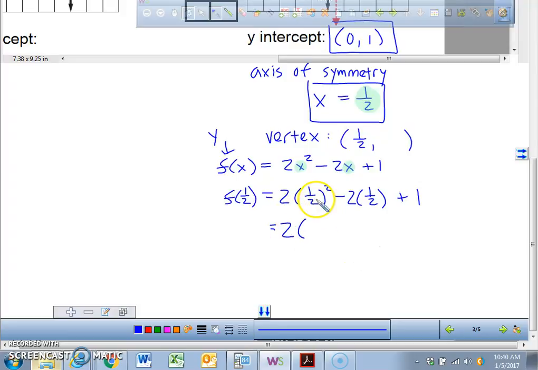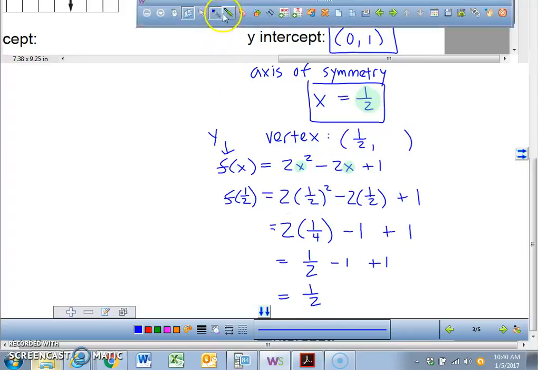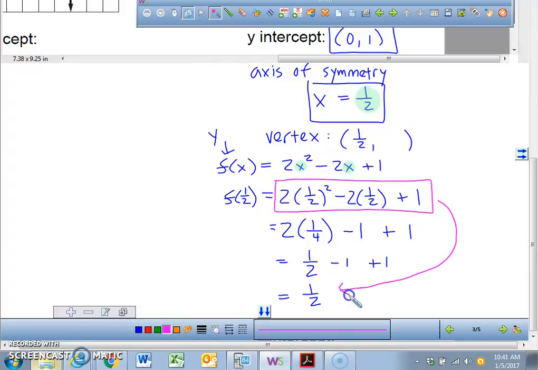2 times a half squared, a half and a half make a quarter. Negative 2 times a half is a negative 1. If I multiply 2 times a quarter, I get a half. If I take negative 1 and I add a 1, those cancel out, so basically I'm left with a half. But what I'm saying is this. If you type this into the graphing calculator, eventually all you're going to get, and the calculator will probably say 0.5 in the calculator. Well, then you did something incorrect.